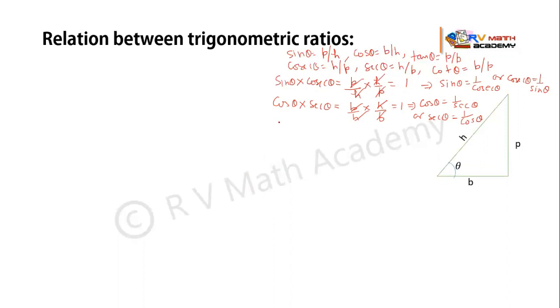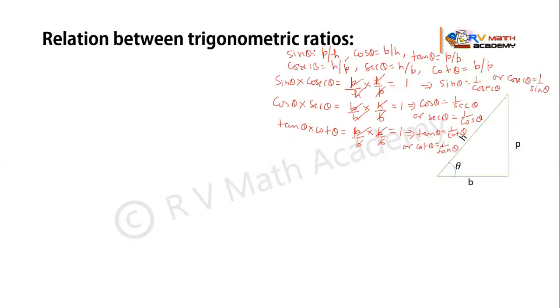Similarly, if I multiply the trigonometric ratio tan theta and cot theta, we will get P upon B into B upon P. Again on simplification, we will get 1. It means tan theta and cot theta are reciprocal of each other. So we can write tan theta is equal to 1 upon cot theta, or you can write cot theta is equal to 1 upon tan theta.